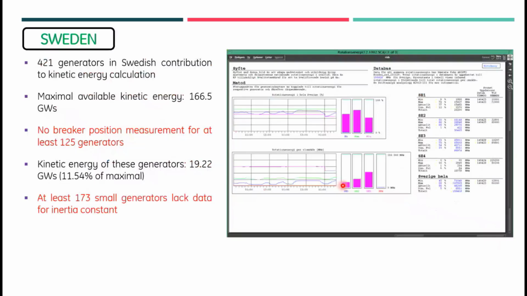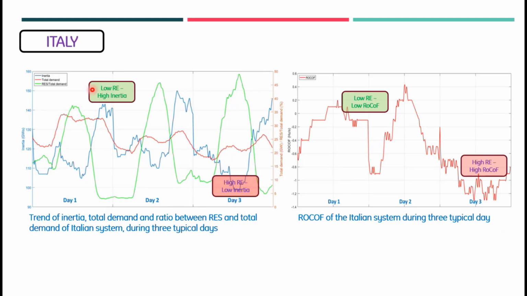There are examples from various countries. You can see the Italy example. Here the green one is renewable energy, the red one is the demand, and the blue one is the inertia. You can see that when renewable energy is low, they have very high inertia. Renewable generation is less, inertia is more. High renewable energy, low inertia. They forecast this and see how the pattern changes on different days.